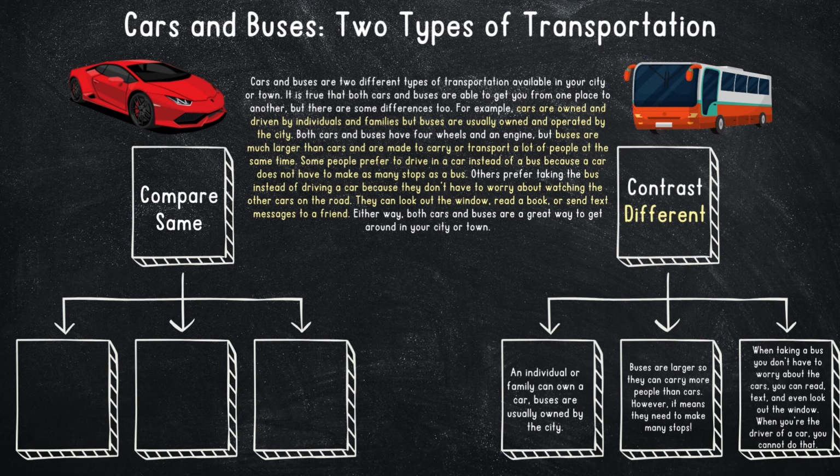contrasting thoughts. An individual family can own a car, but buses are usually owned by the city. Buses are larger, so they can carry more people than cars. However, it means they need to take more stops. And finally, when taking a bus, you don't have to worry about other cars on the road. You could read, text, and look out the window. When you're the driver of a car, you cannot do that.